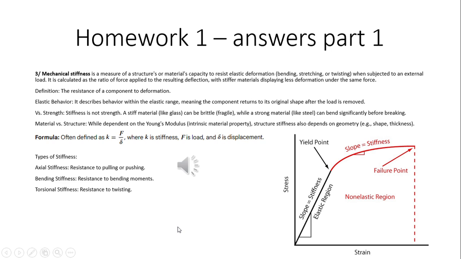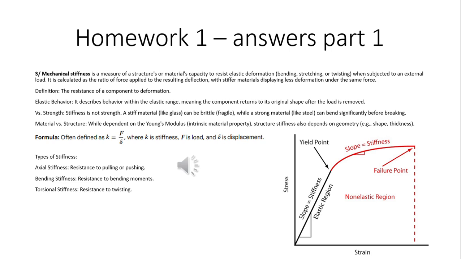So, the next one is mechanical stiffness. Mechanical stiffness is a measure of a structure's or material's capacity to resist elastic deformation, bending, stretching, or twisting when subjected to an external load. It is calculated as the ratio of force applied to the resulting deflection, with stiffer materials displaying less deformation under the same force.